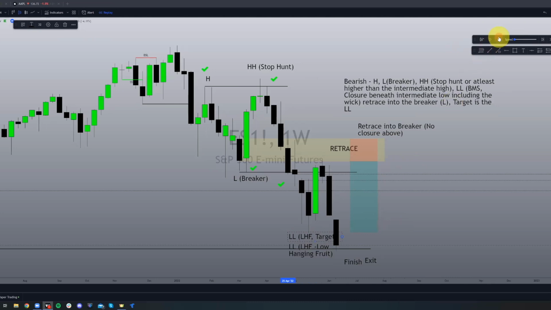And so that's essentially how we trade the market and how we trade breakers. And this is the description of the breaker.